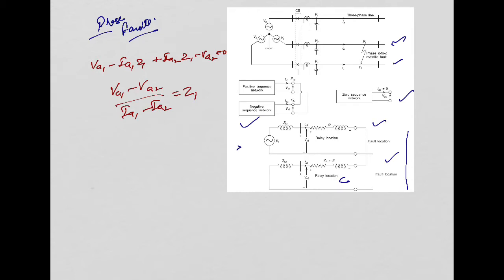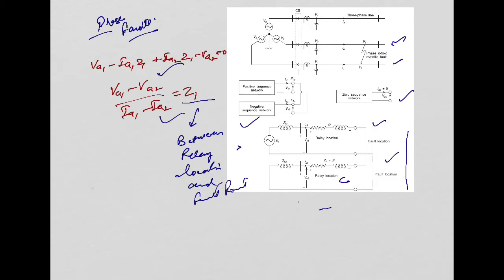Now from this, what do we observe? We observe that the ratio of the difference of the positive and negative sequence voltages and currents gives the desired value of the positive sequence impedance between the relay location and the fault point.